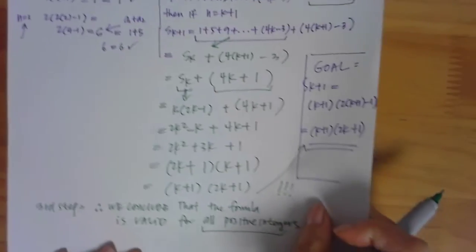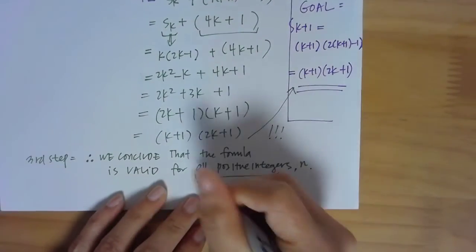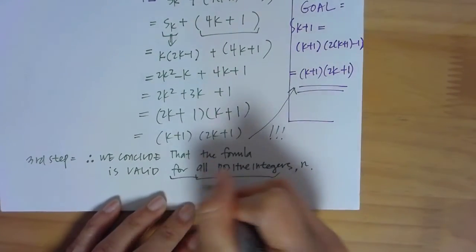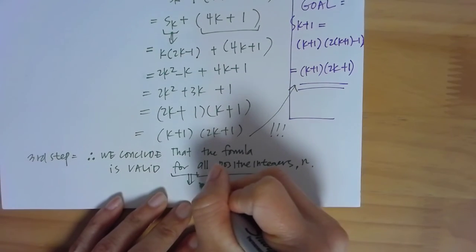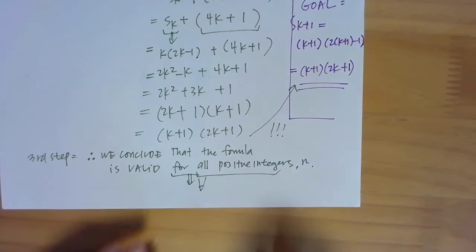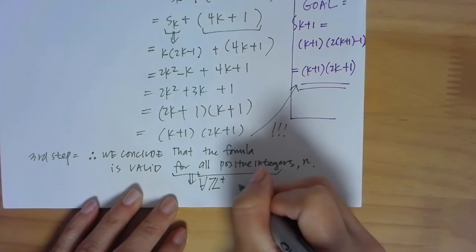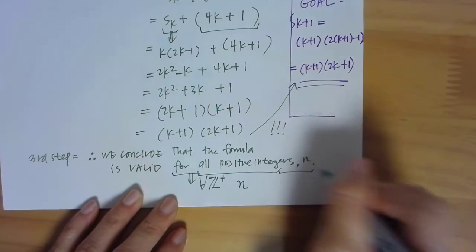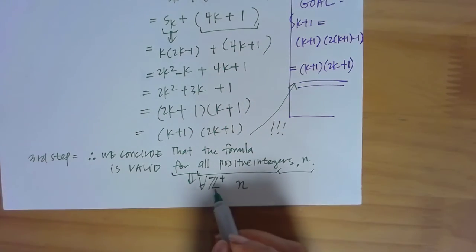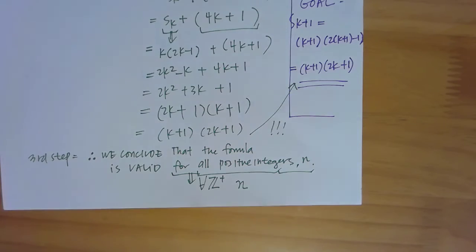You're going to see a lot of times I'm just going to write it like this. It's valid for all. The mathematical symbol for "for all" is this. For all positive integers n. So this whole statement here can be written like this. For all positive integers n.